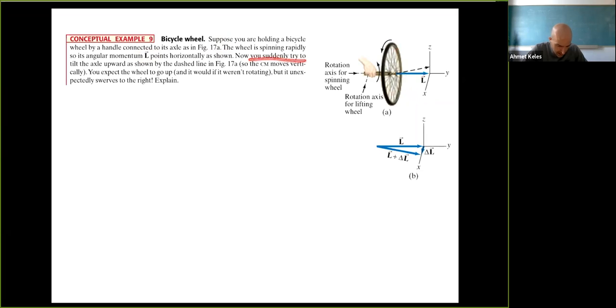Now, you suddenly try to tilt the axle upward, as shown by the dashed line. Like you want to tilt like this a little bit. You want to tilt this L to here, so that the center of mass moves vertically. So you expect the wheel to go up, and it would if it weren't rotating, but it unexpectedly does something else. Explain. So maybe I can turn this question into a kind of yes or no question.